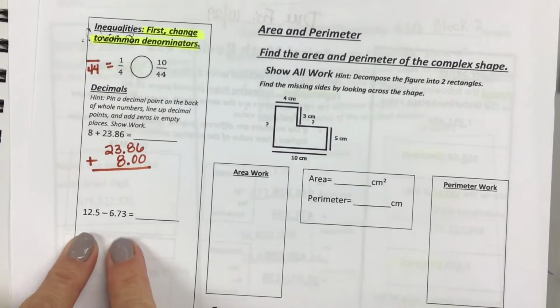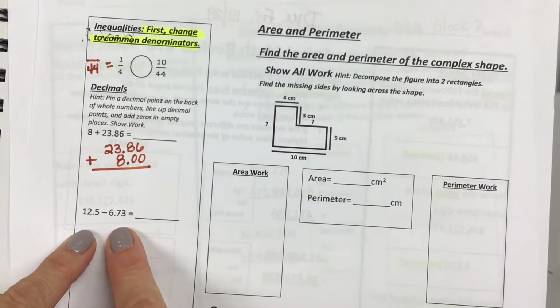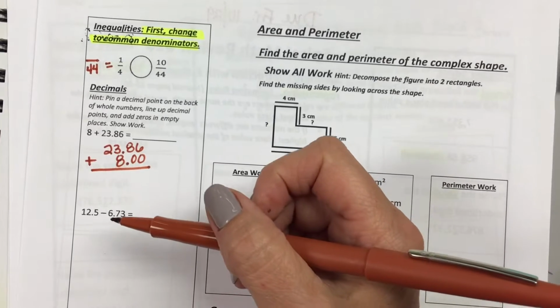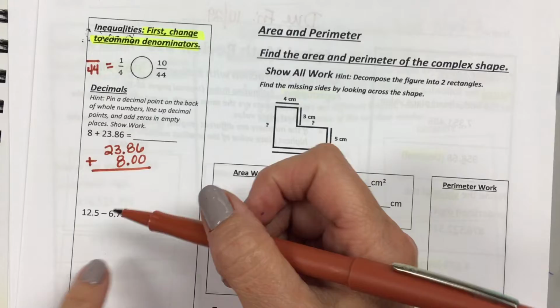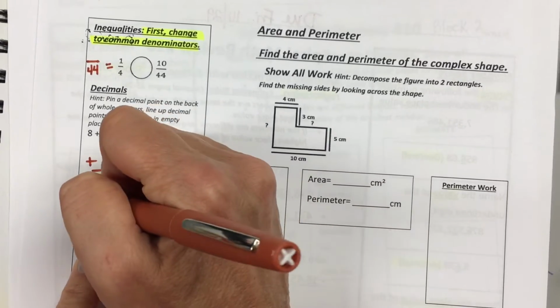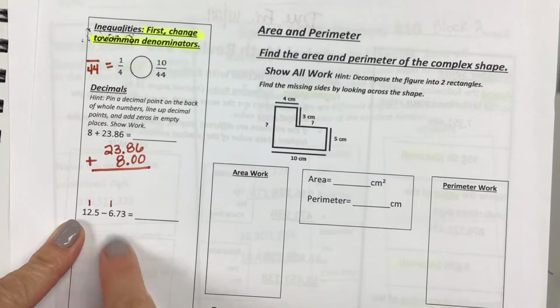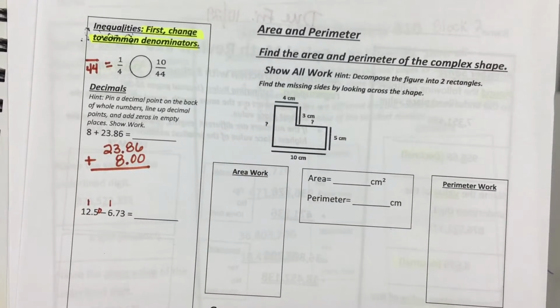Okay? It's going to be similar for this one. Which is the bigger number here? Which one should be on top? 12 and 5/10 or 6 and 73/100? 12 and 5/10. These digits are in the ones place. You have to line up your decimal point. I would recommend maybe putting a 0 after that 5.